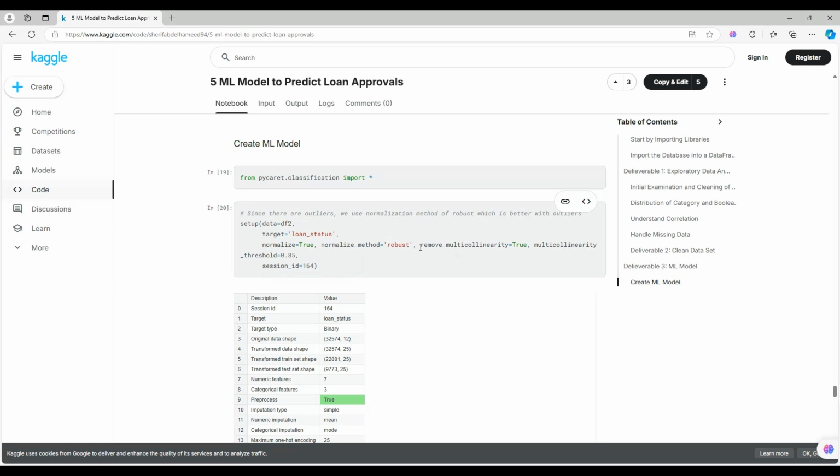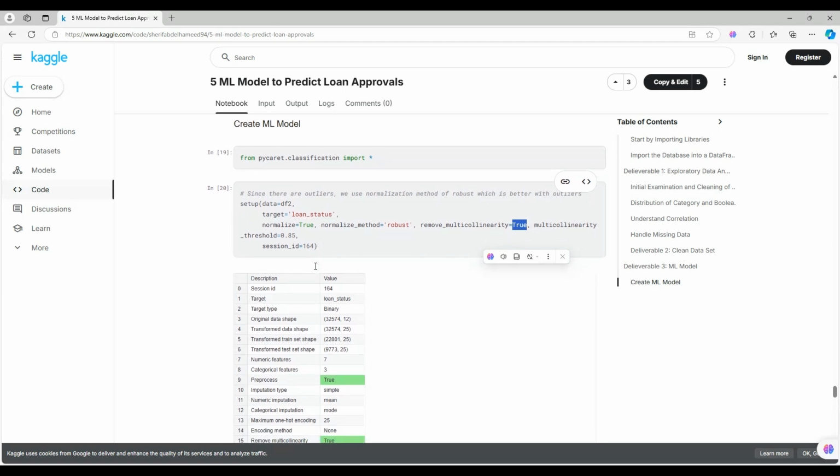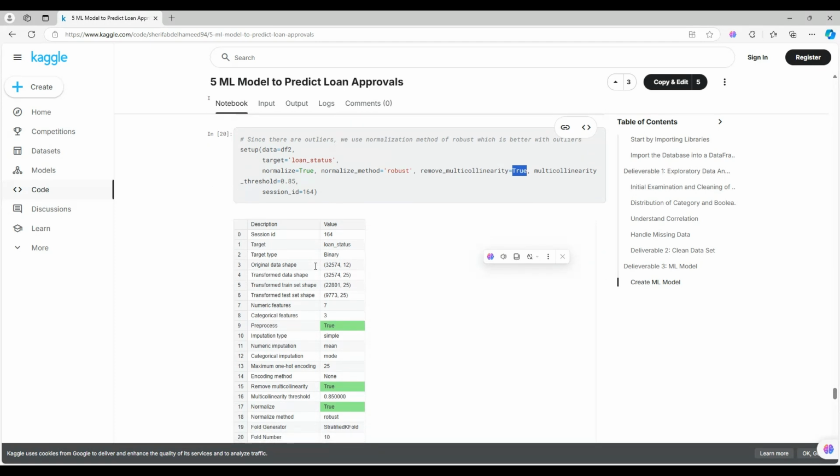We also have seen instances of multicollinearity. So in that case, we set it to remove multicollinearity, deal with it somehow, and your threshold is 0.85. We have seen that we have 0.88, we have seen that we have 0.93, and so on and so forth. So we're going to tell it your threshold is 0.85, which is fair. And then you set the session ID, which is important for replicability, and it is, I believe, necessary to run the setup.